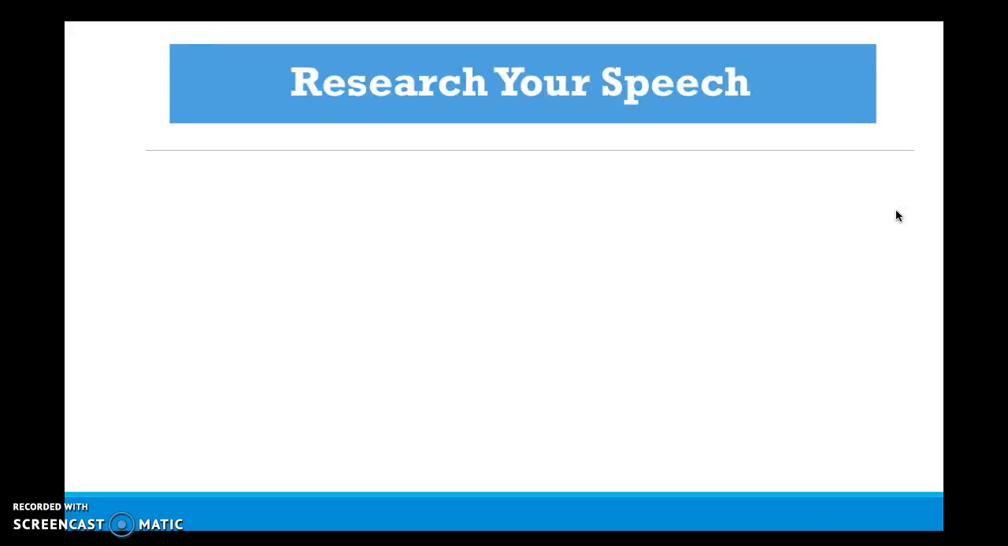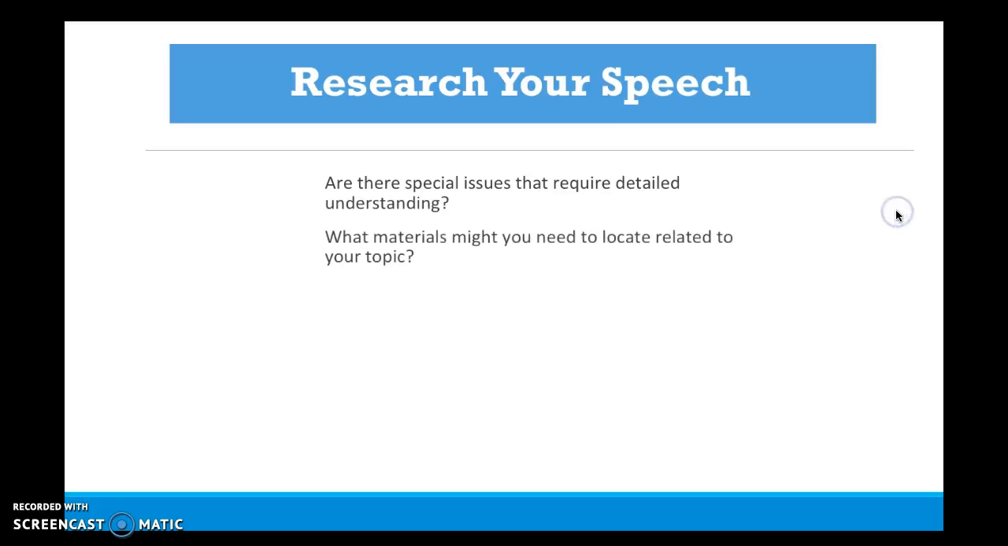Then, depending on the type of speech, your research may be personally reflective. Maybe you need to research the history of an award and its recipient. So consider special issues and material needed for your speech. So some questions you want to ask yourself regarding your speech include, are there special issues that require detailed understanding? What materials might you need to locate related to your topic? And finally, what materials related to your audience might you need?